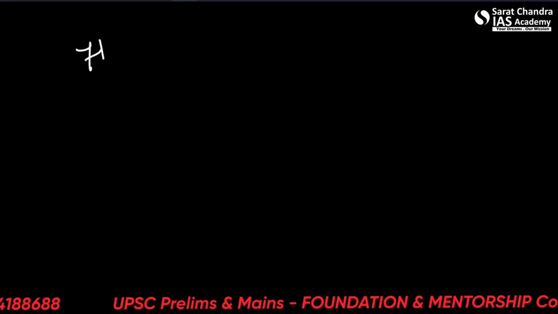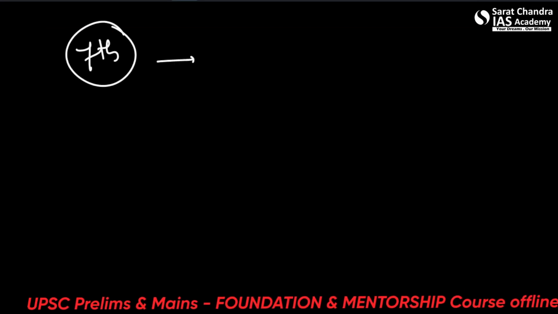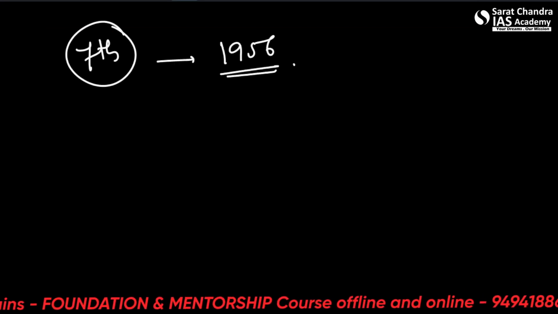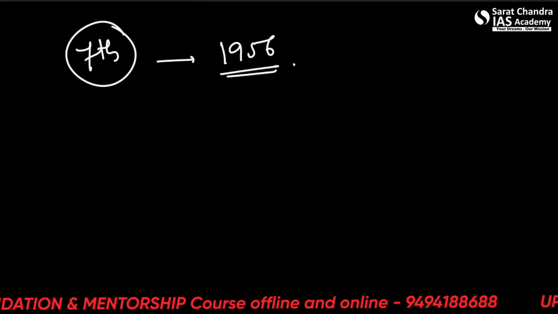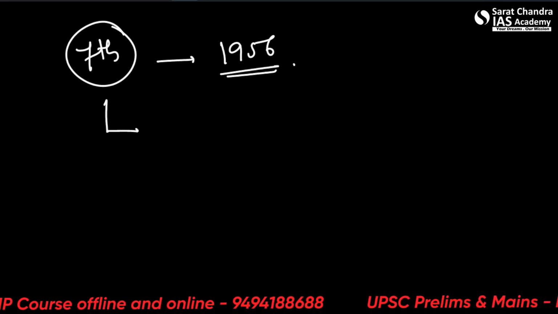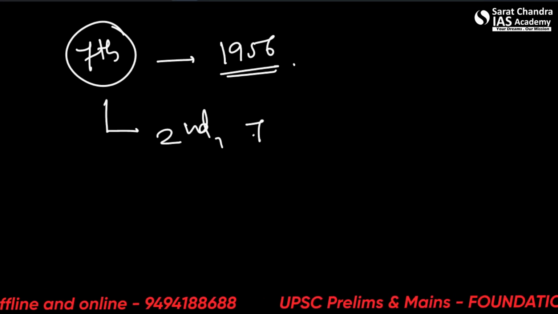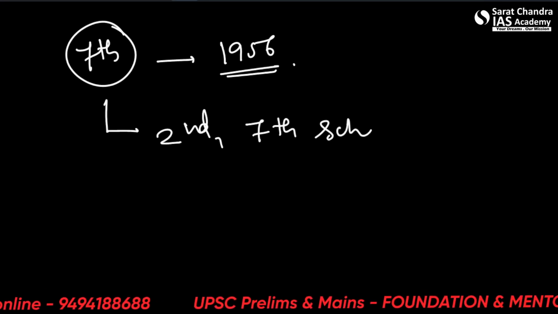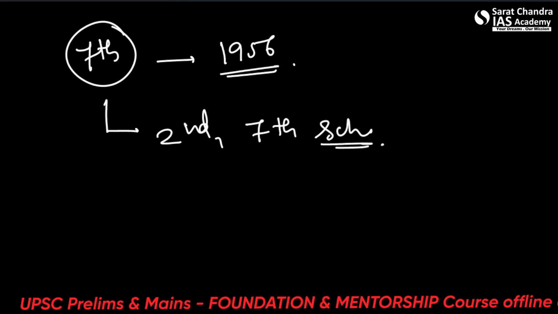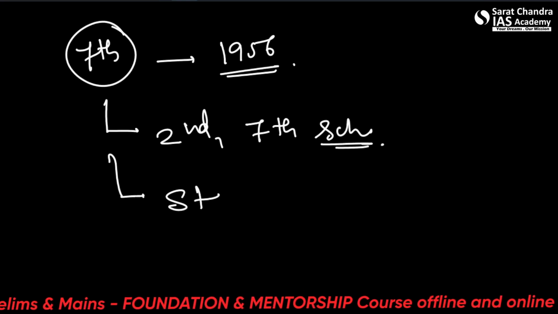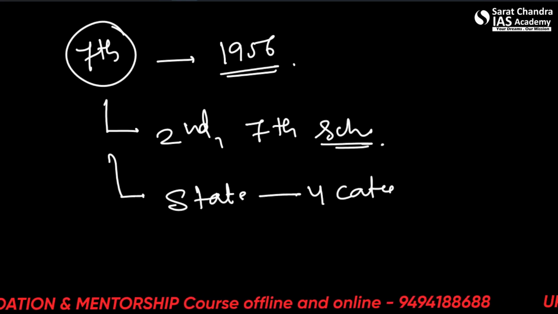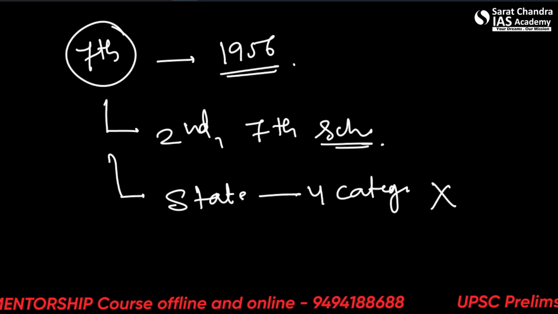Let's move to the 7th. 7th Act of 1956. All right. So it amended the 2nd and 7th schedule. It abolished the existing classification of states into 4 categories. Just take a screenshot of these things. This classification was abolished by this.